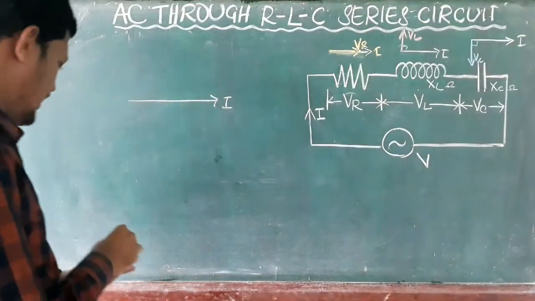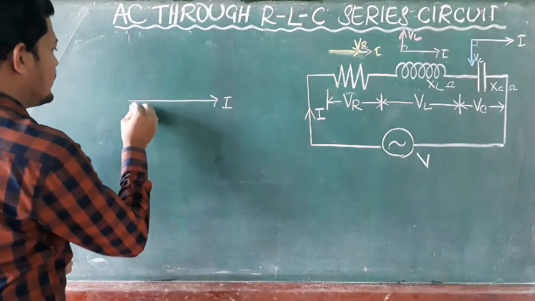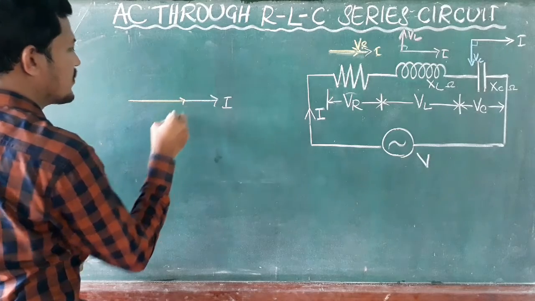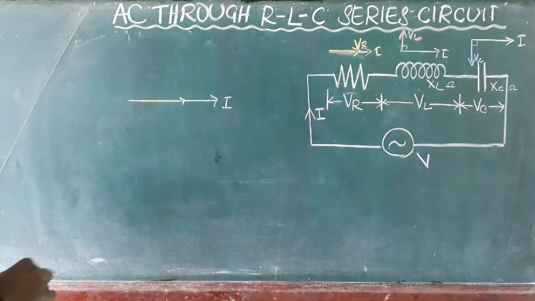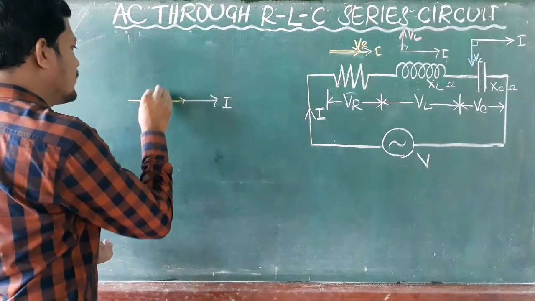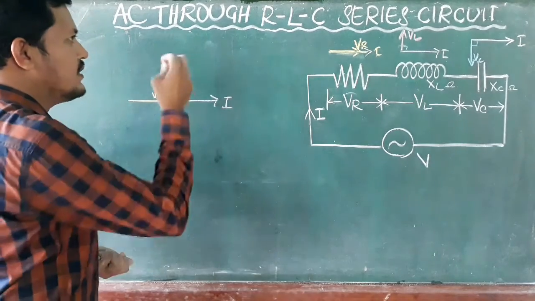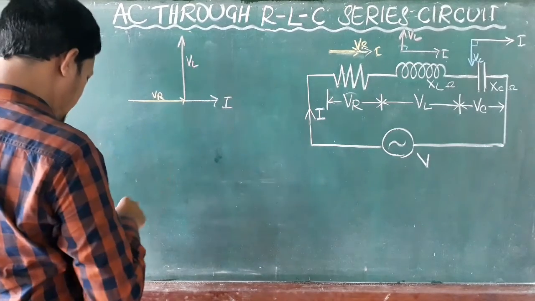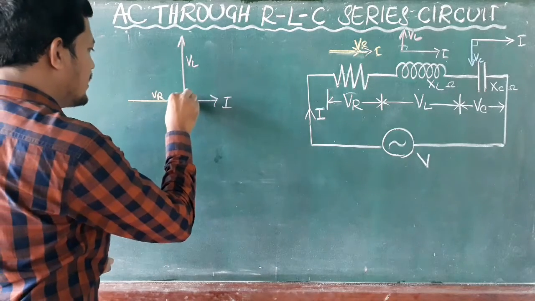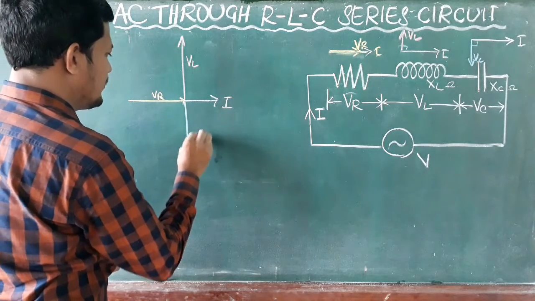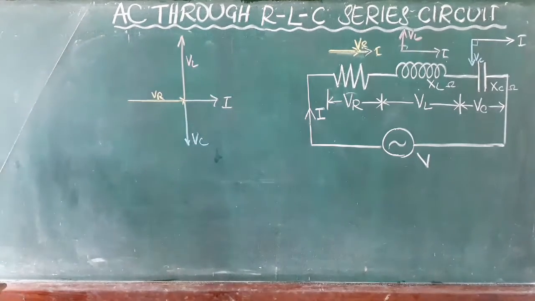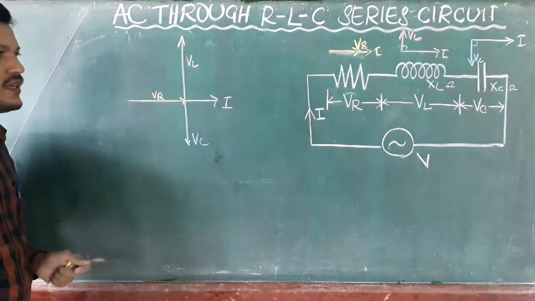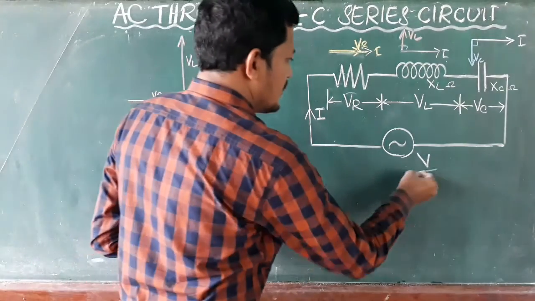So the same we can draw here also. VR is in phase condition, VR is here. Next, VL is leading, VL is in a leading condition. So VL, clear, and VC is lagging. So VC, clear. These are VR, VL, VC with respect to I. Clear. Now we want the total voltage V.